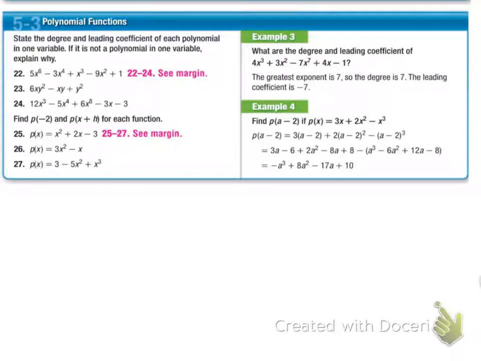In 5.3, I want you to state whether they are polynomials or not, make sure they're in standard form, make sure to state the degree, leading coefficients, etc. And then 25 through 27, evaluate the polynomial. Make sure that you are subbing in correctly. You may have to FOIL and then put in standard form.